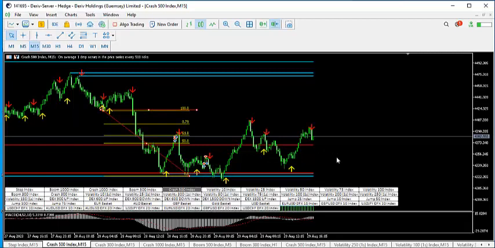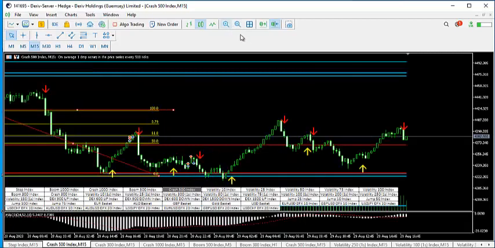Now, another one currently going on right now, very important, is this. There is a breakout structure here. Definitely, like we have been taught, price will come back to retest that structure. Once it comes back to retest the structure, we buy. So let's see what happened.